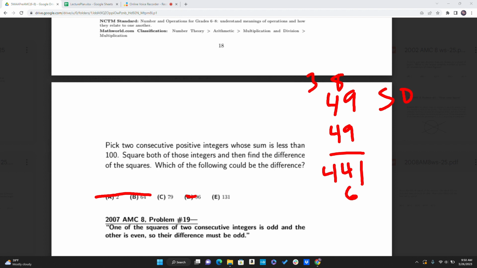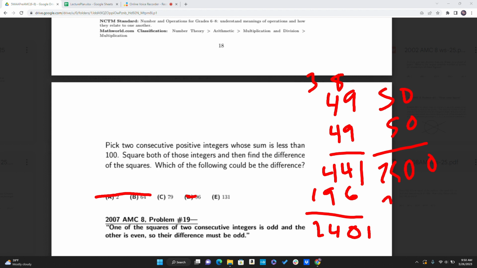49 times 49, that's 2401. 50 times 50, that's 2,500. So the difference between those two, 2,500 minus 2,401, equals 99. That's the difference of those squares: 99.